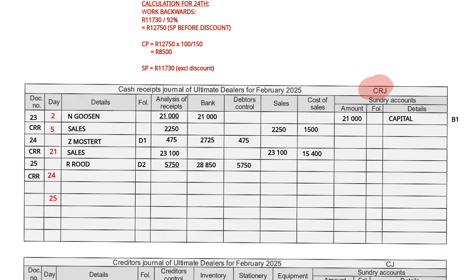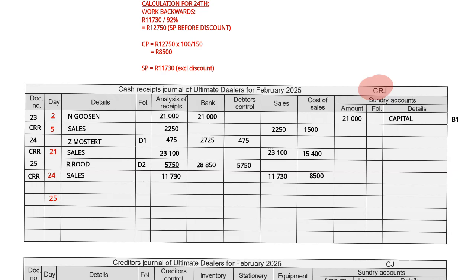Under details, we will say sales. 11730 in analysis, 11730 in your sales column, and 8500 in your cost of sales column.